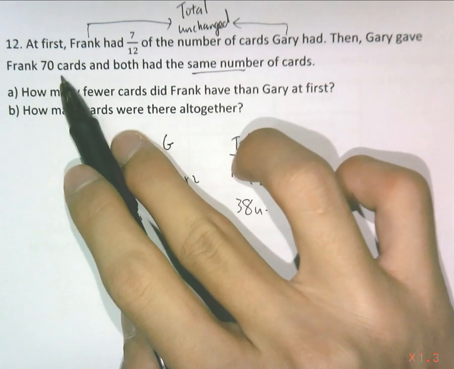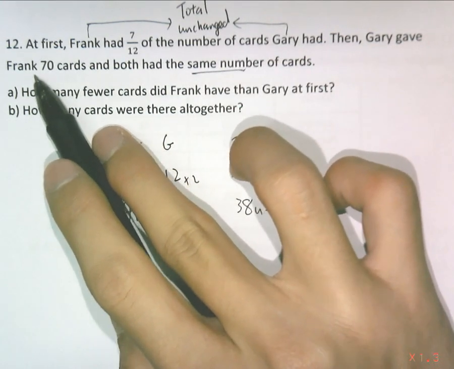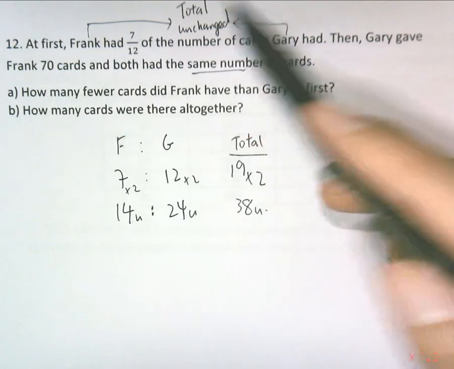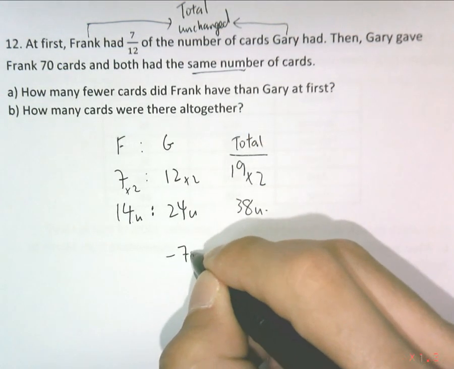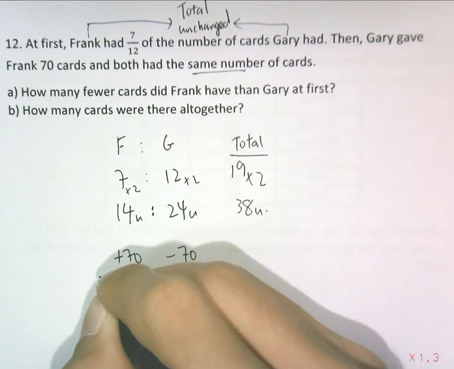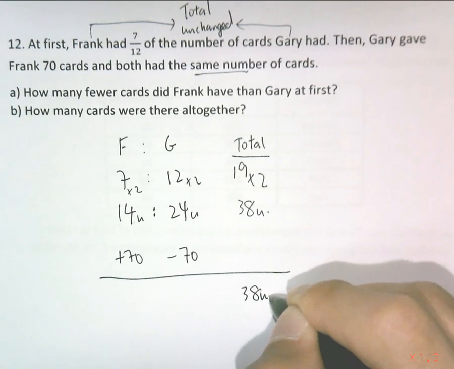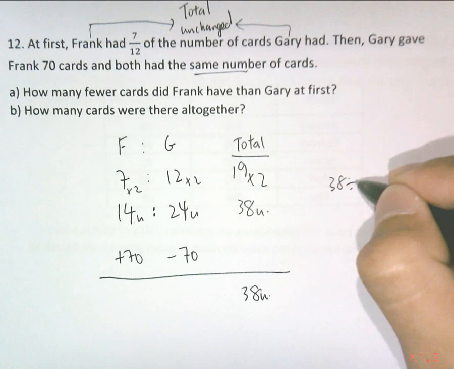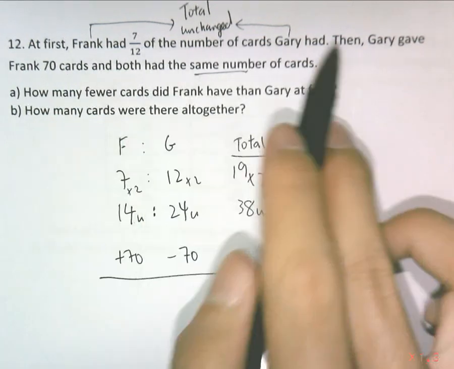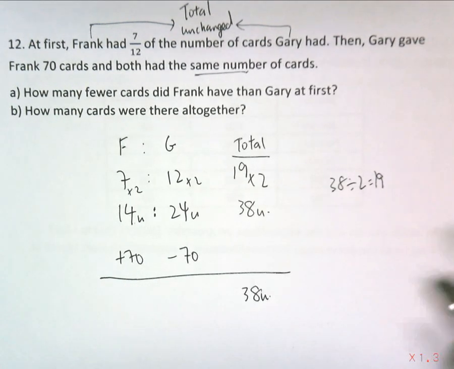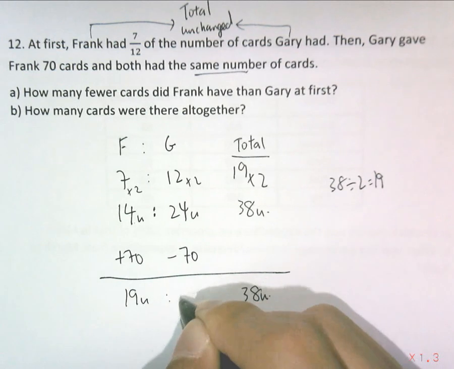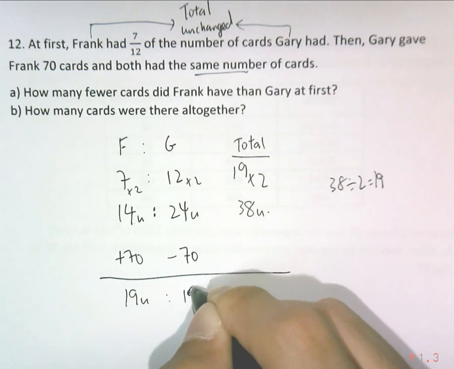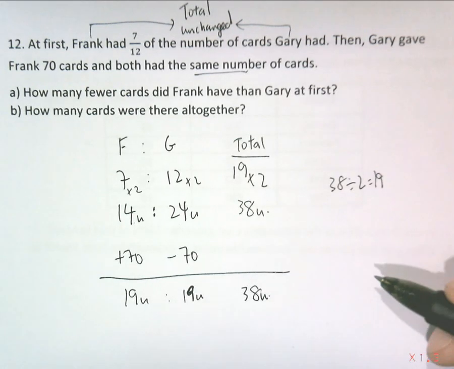So Gary gave Frank 70 cards. So Gary take away 70, Frank add 70. So the total shouldn't change. So I will split this up, 38 divided by 2, equally amongst 2 persons only. So now it's 19 again. So 19 units each. So same number in the end.